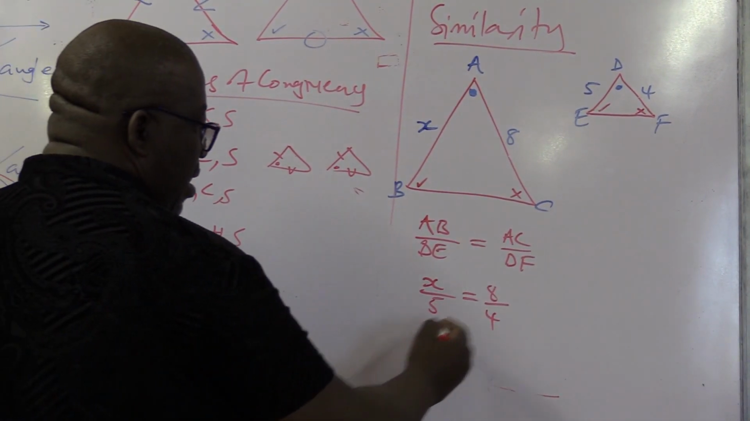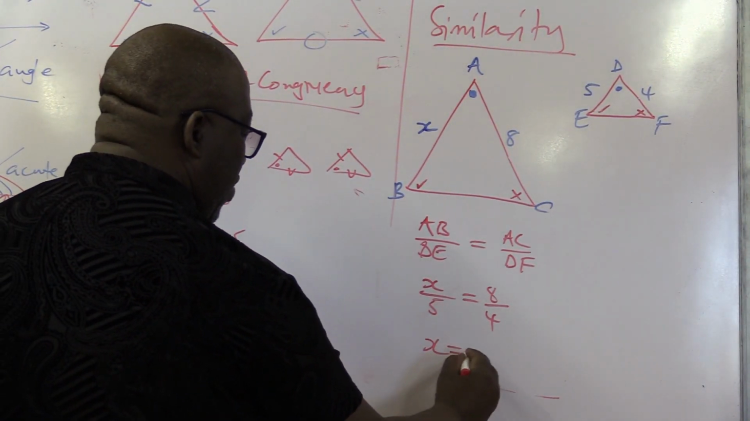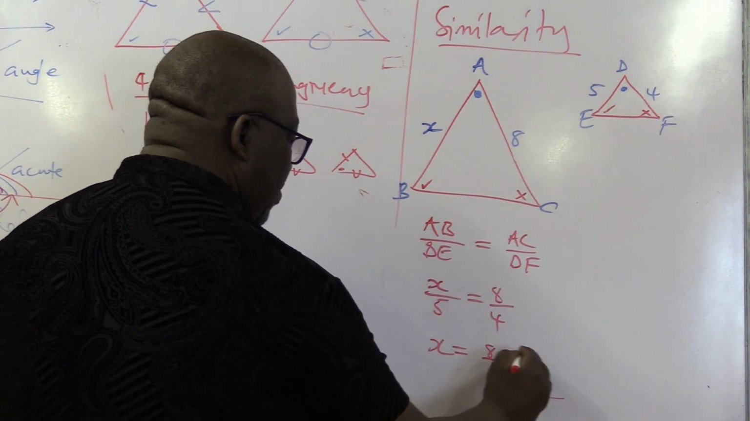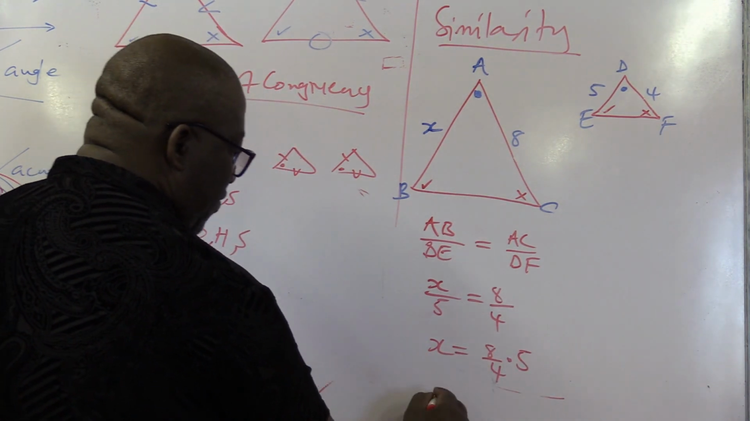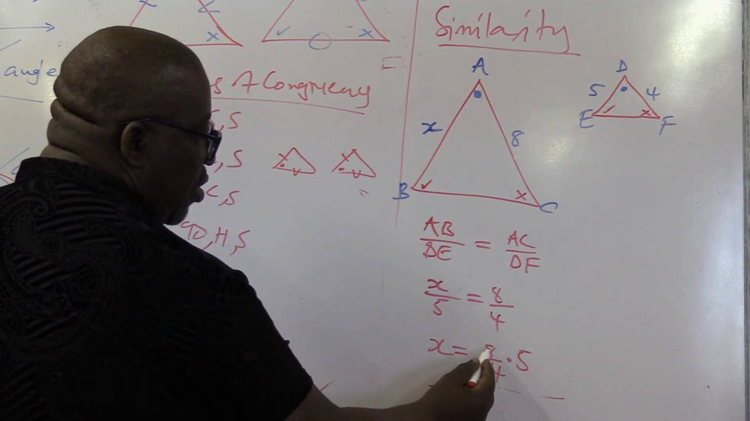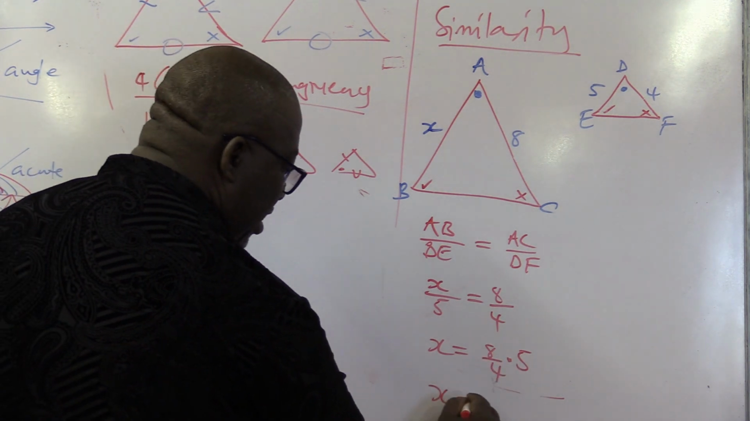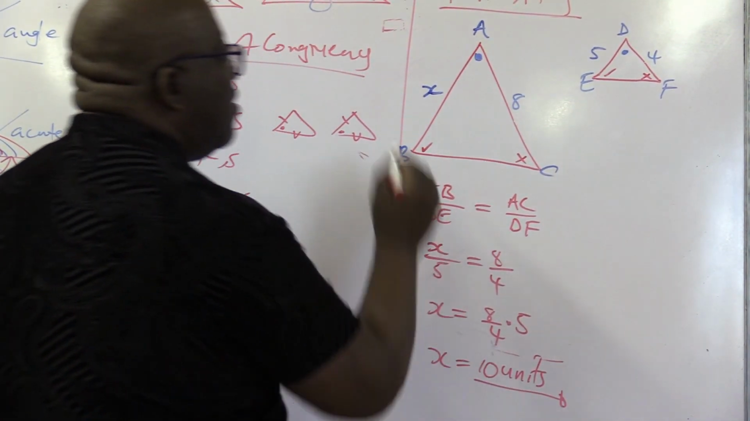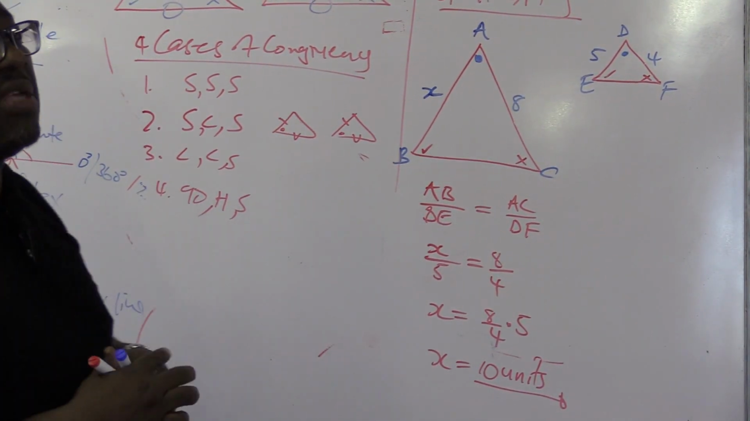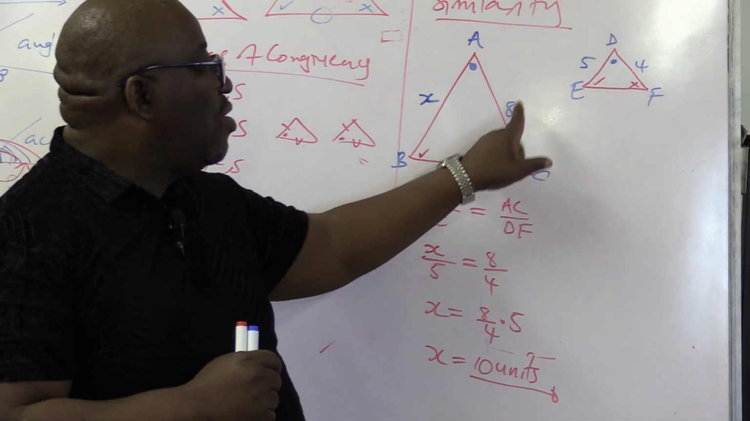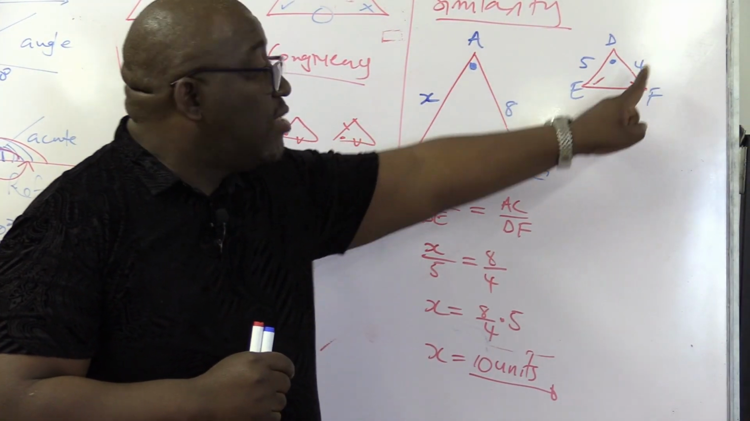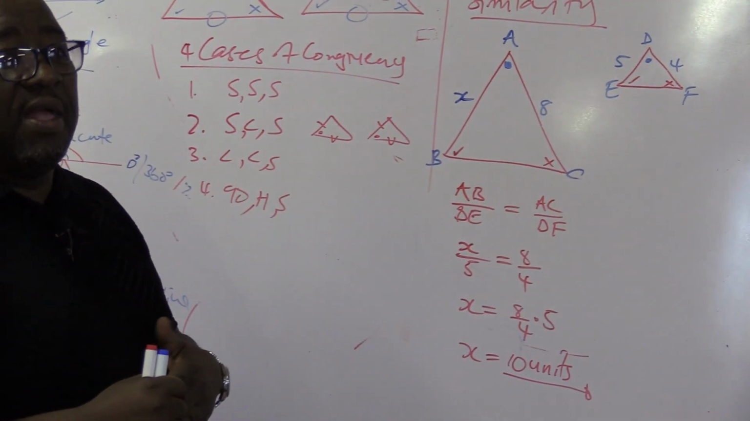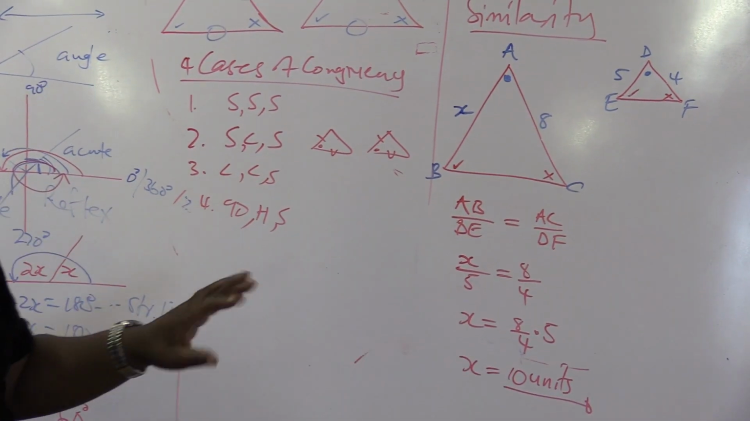You cross multiply. So x will be equal to 8 over 4 times 5. What is 8 over 4? 4 into 8 goes 2 times. What is 2 times 5? It is 10. So x is 10 units. You can also see that one triangle is half of the other one. If this is 8, the corresponding side is 4. So if this one is 5, that side there will be 10. Hence we got 10 there. This is how you go about solving this theorem.